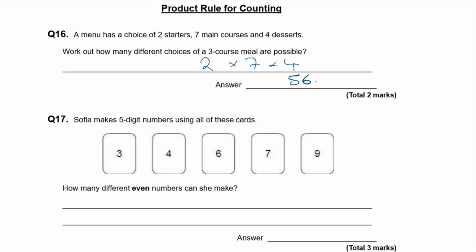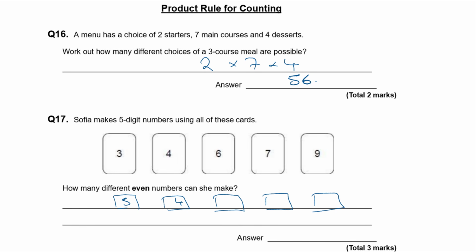These are much more fun when you've got some sort of restrictions on choice. So this second one, Sophia makes a 5-digit number using all of these cards. How many different even numbers can she make? So you've got 5 slots to fill. Now, if there were no restrictions, you'd have 5 choices for the first, 4 for the second, because you'd already picked one for the first one, then 3, then 2, and the last one kind of picks itself because there's only one left over. So if there was no restrictions, there would be 5 times 4 times 3 times 2 times 1 choices here.